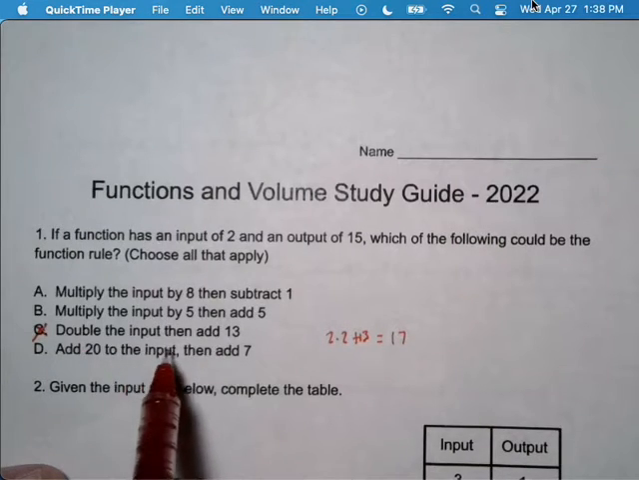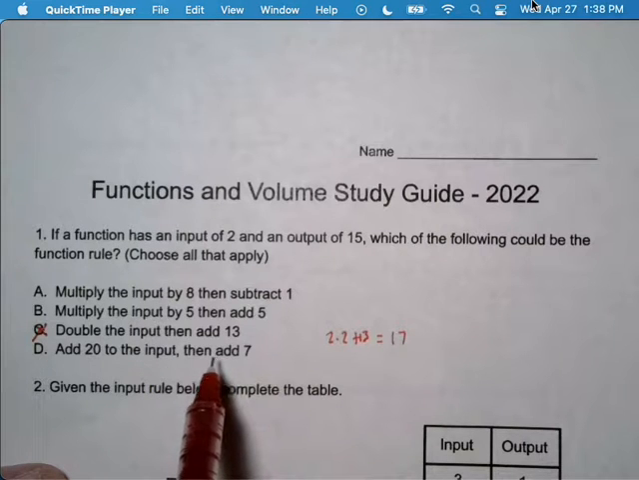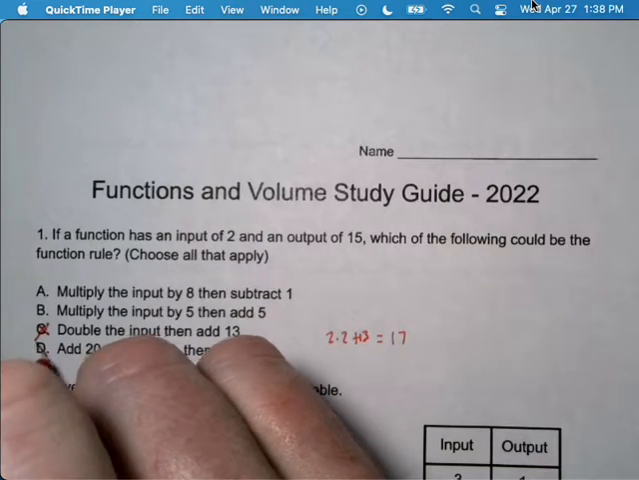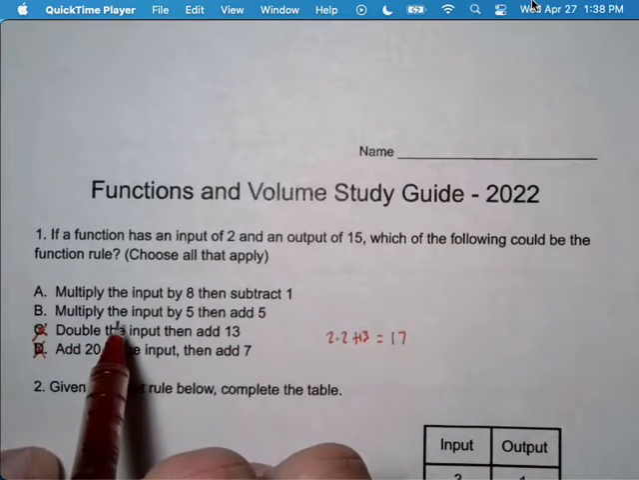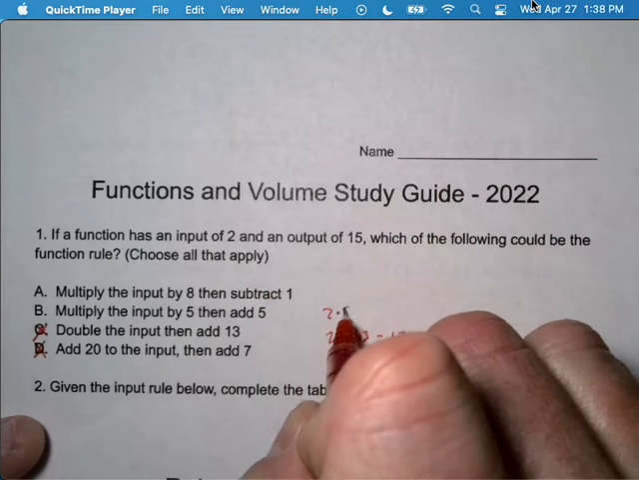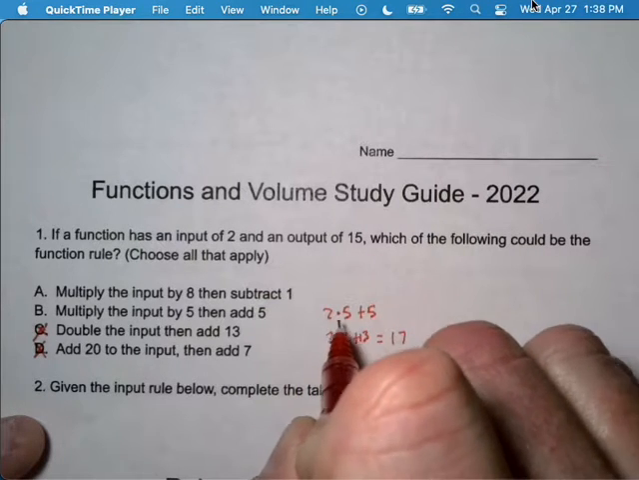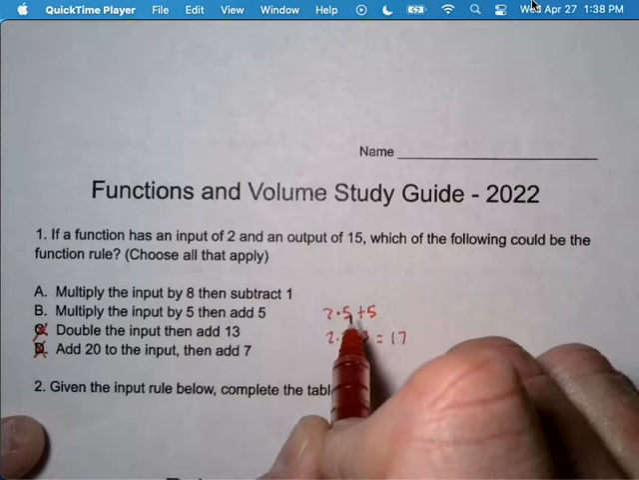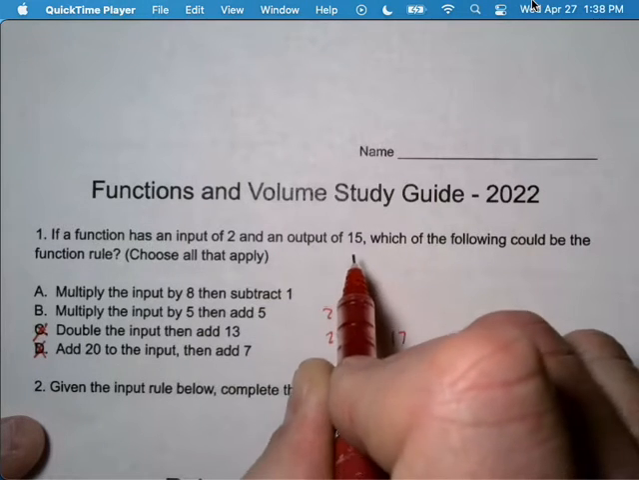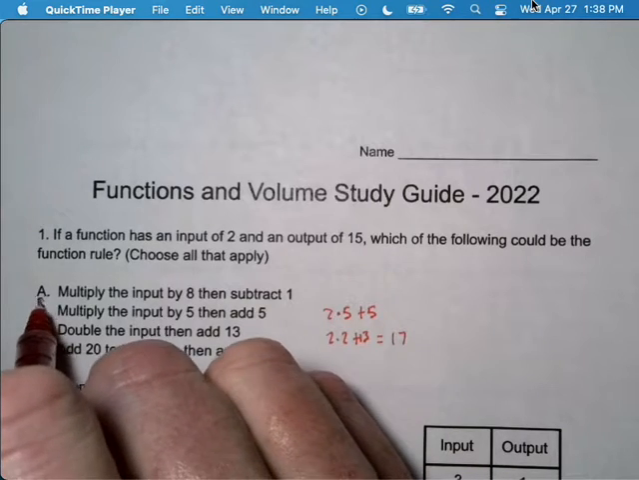Okay? How about add 20 to the input, then add 7? No. Okay, that'd be 22 plus 7 would be 29. That doesn't work. B, okay, let's try B. So multiply the input by 5. 2 times 5 plus 5. So if we take our input, multiply by 5, that's 10. Plus 5 would be 15. That works. Okay, so B works.